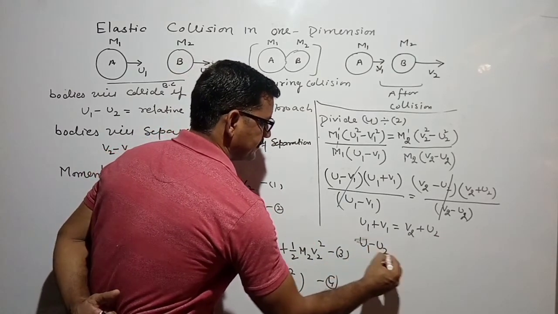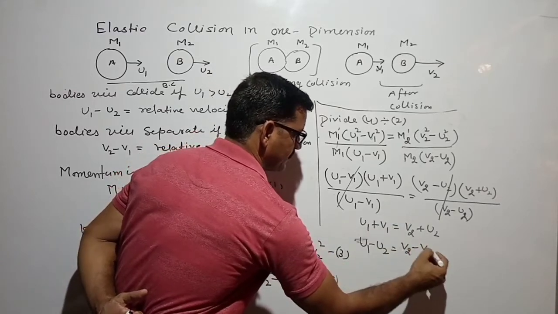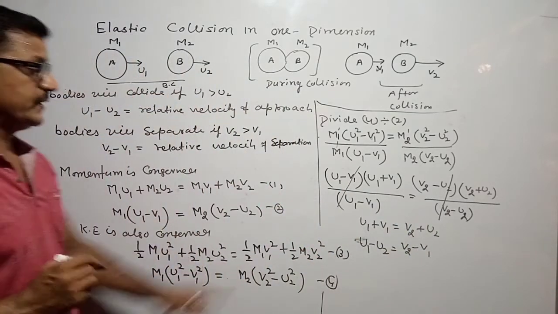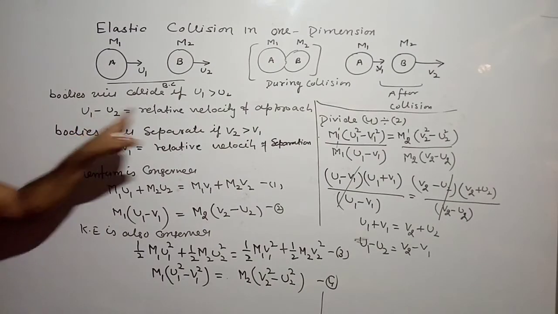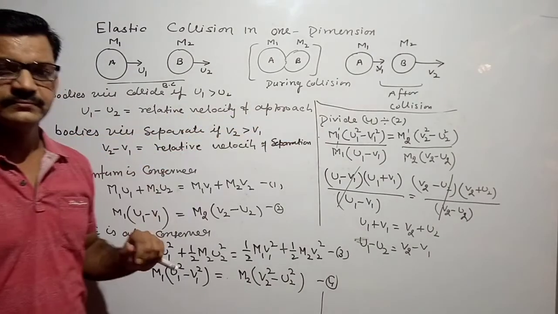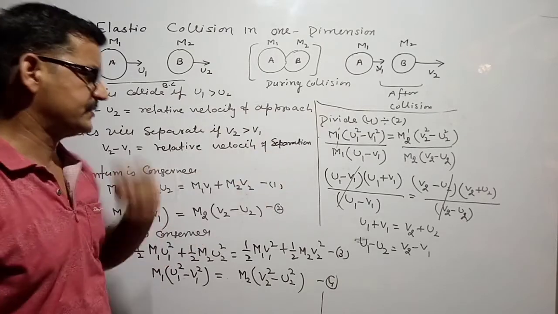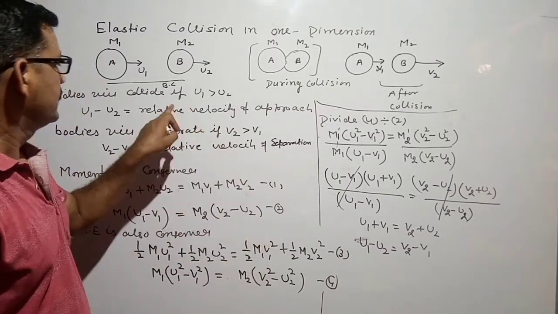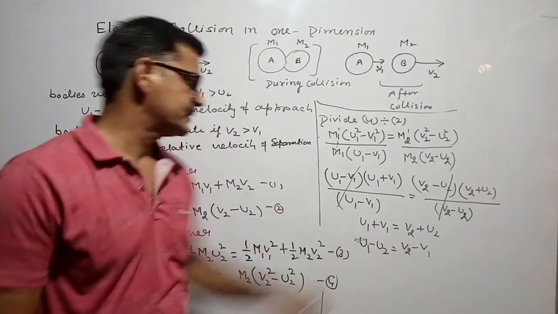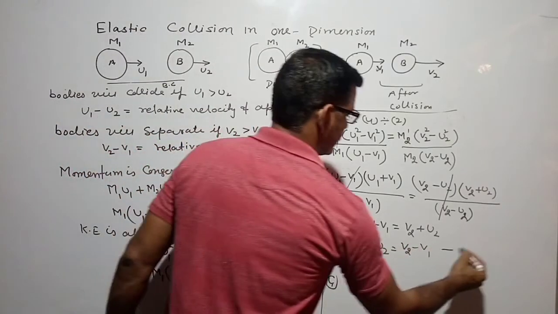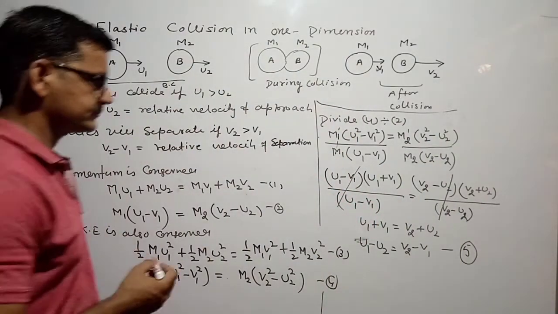u1 minus u2 equal to v2 minus v1. Take v1 this side, so v2 minus v1. So what is this? u1 minus u2. u1 minus u2 was the relative velocity of approach, and v2 minus v1 was the relative velocity of separation. So it means the relative velocity of approach is equal to the relative velocity of separation. This is the important conclusion we draw here, and let this equation be 5.